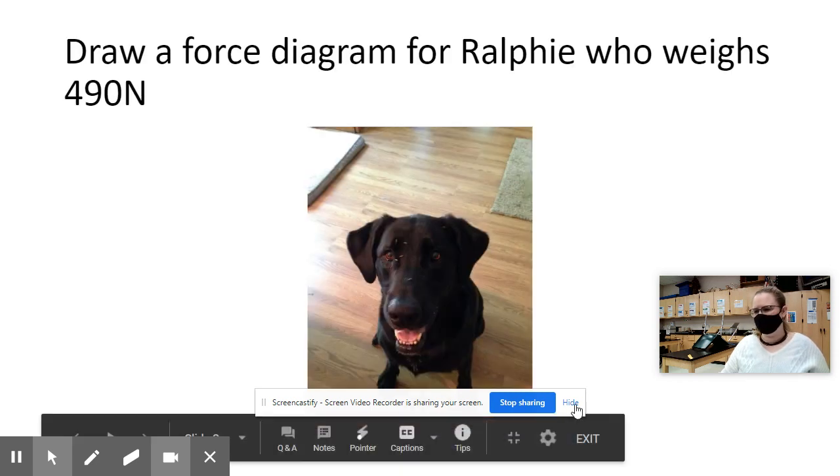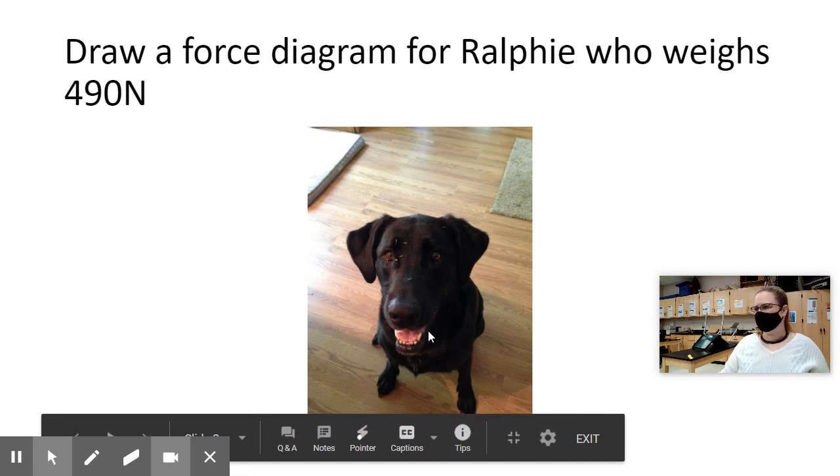This here is my Ralphie dog. He's a baby. He's not a baby here, but he's a younger fella here than what he is now. He's all gray in the face now.